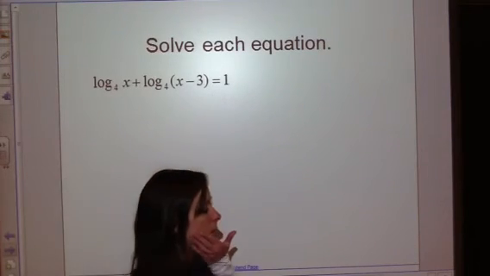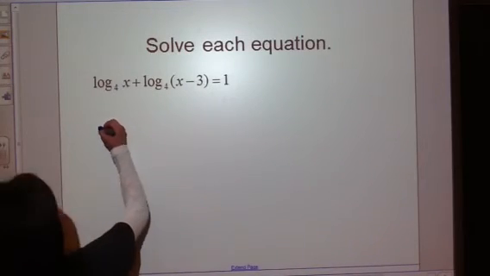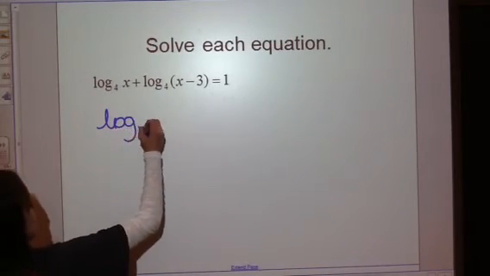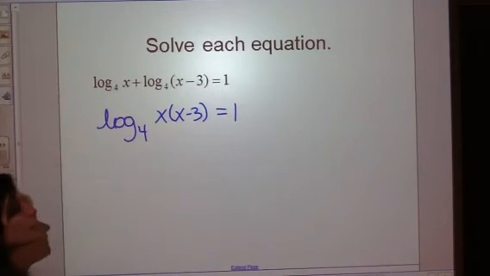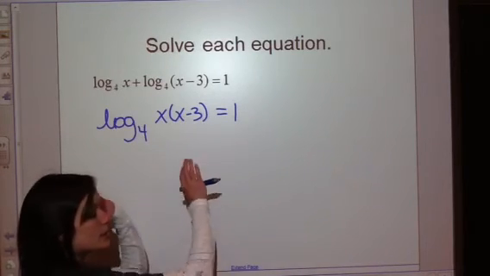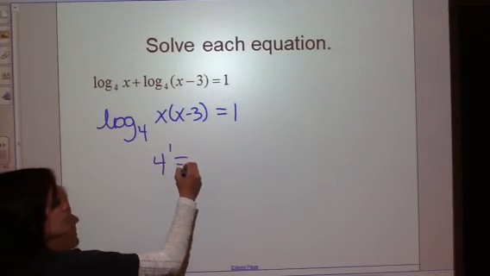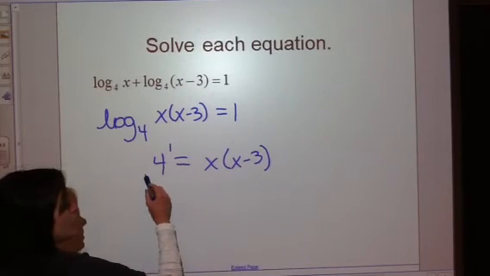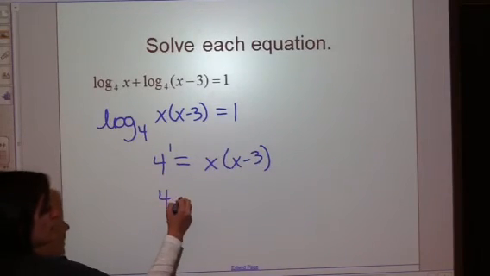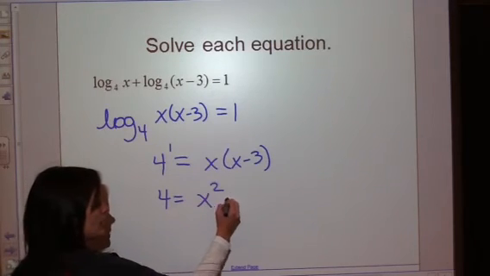So see if you can do this problem on your own, considering what we did last time. You should rewrite and get x times x minus 3 equals 1. So you rewrote it as a single logarithm. Now, since there's not a single log on both sides, you need to rewrite it in exponential form. I would figure out what 4 to the first is, that's 4. On this one, since x is in 2 spots, I would distribute and get x squared minus 3x.